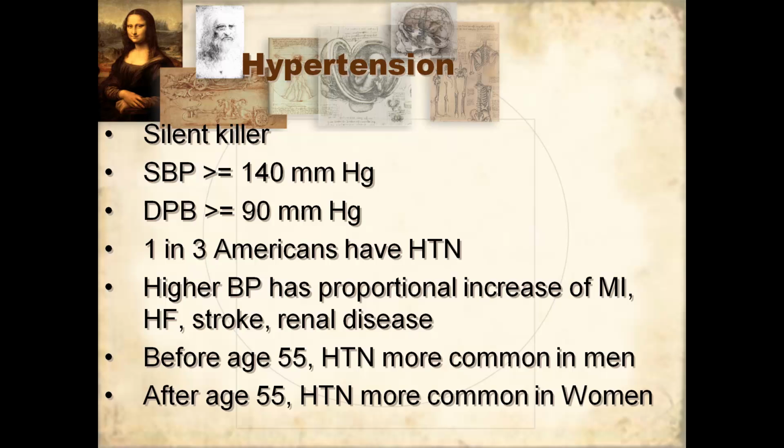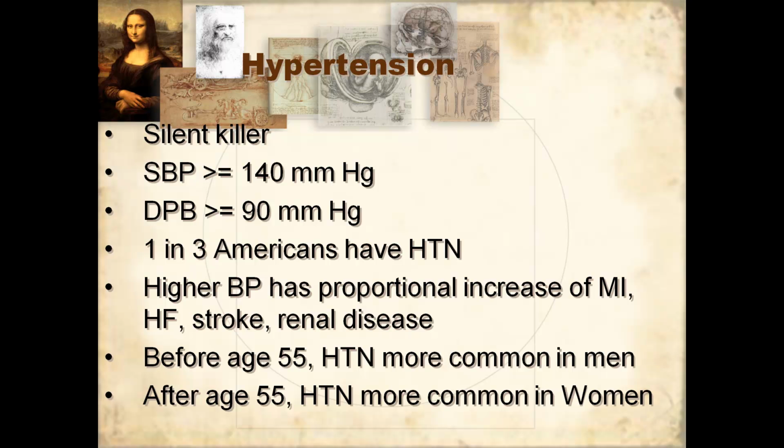The American Heart Association just revised these recently, but basically, if your systolic is above 140 and your diastolic is above 90, that's an indication that you are pre-hypertensive or may have hypertension if it's been going on for a certain length of time. So 1 in 3 Americans have hypertension. That's a lot. A population of 300 million, 100 million people have hypertension.